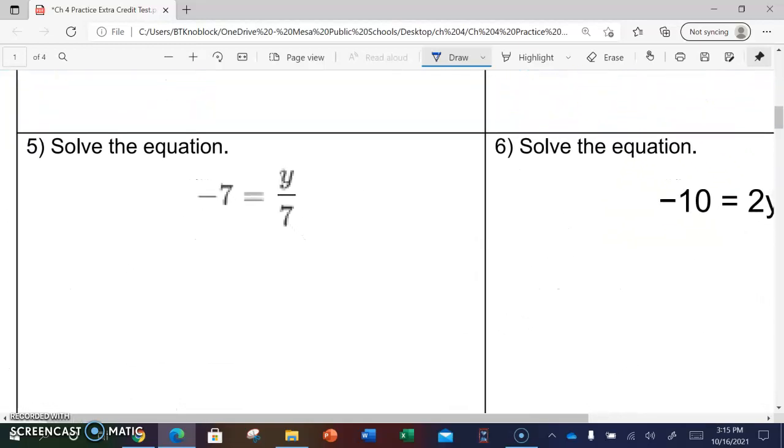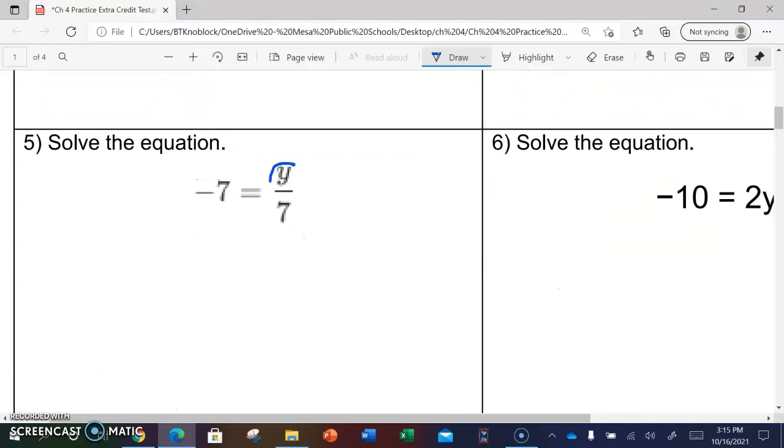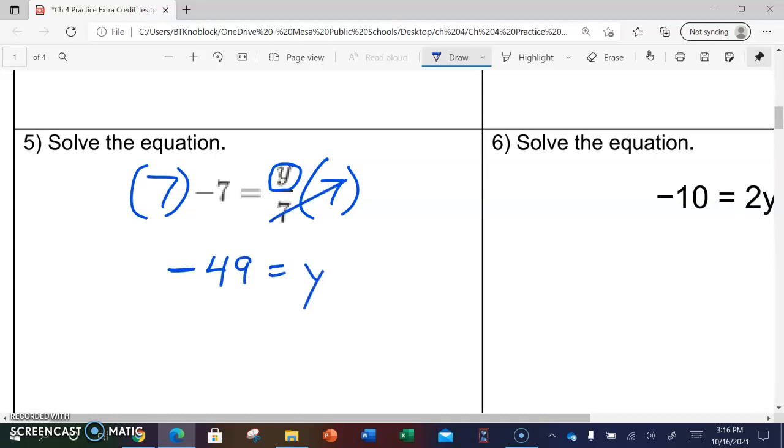All right, number 5. Here's your variable term. So you got to get rid of the divided by 7. So you times both sides by 7. 7 times -7 is -49. These 7's cancel.